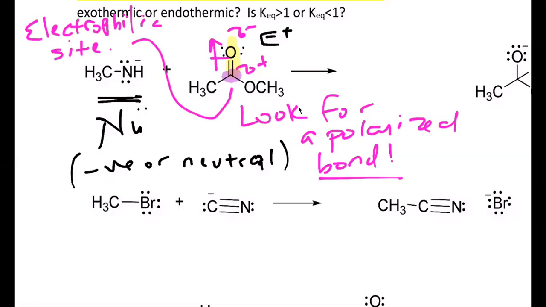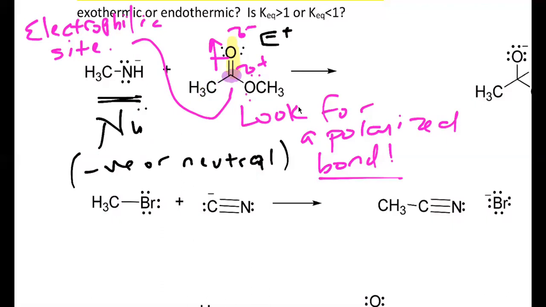So once I identify the nucleophile, I need to know where it's going to react. And the way I figure that out is to find a polarized bond within the electrophile, and the atom in that bond that's partially positive, that's going to be the atom where the nucleophile attacks. It's not going to attack anywhere else. Both oxygens are already electron rich, so you're not attacking there. And this carbon is not polarized, so you're not going to attack there either.